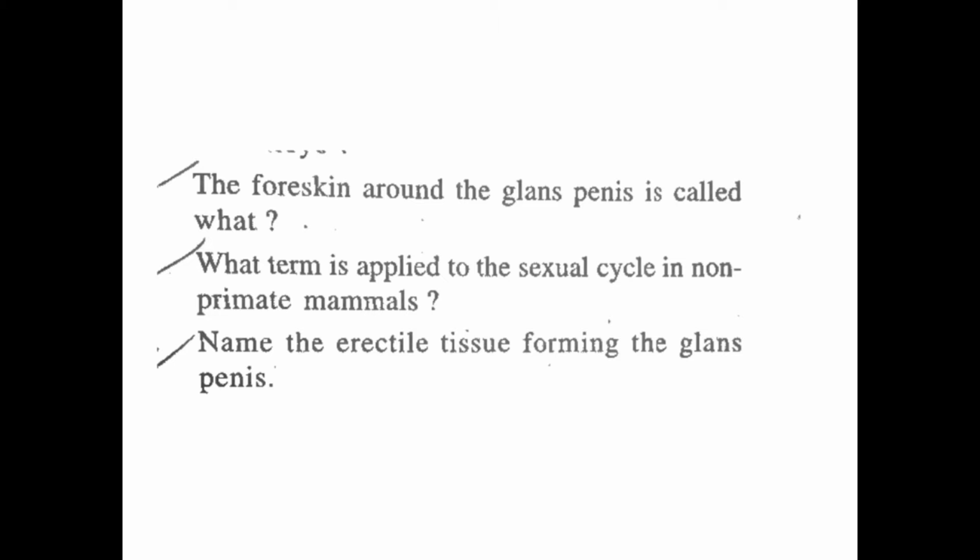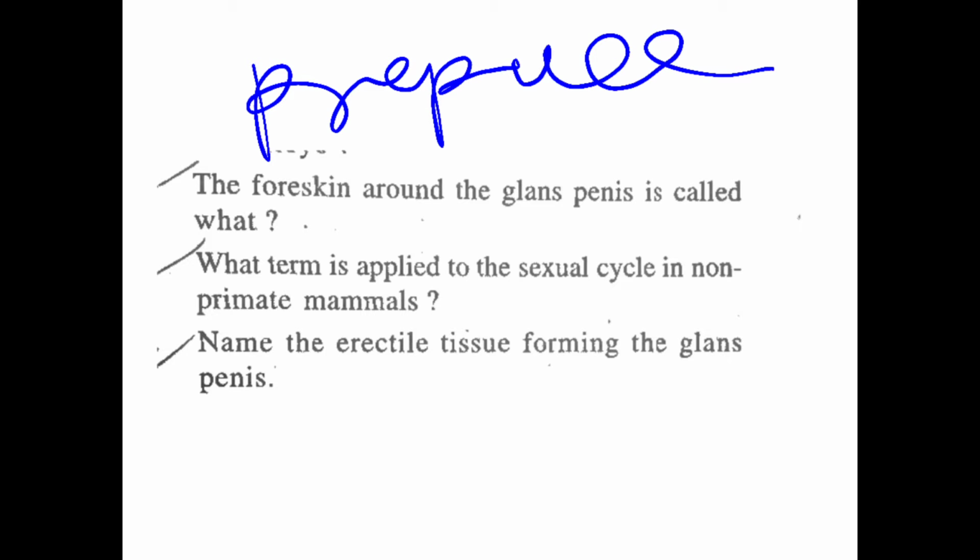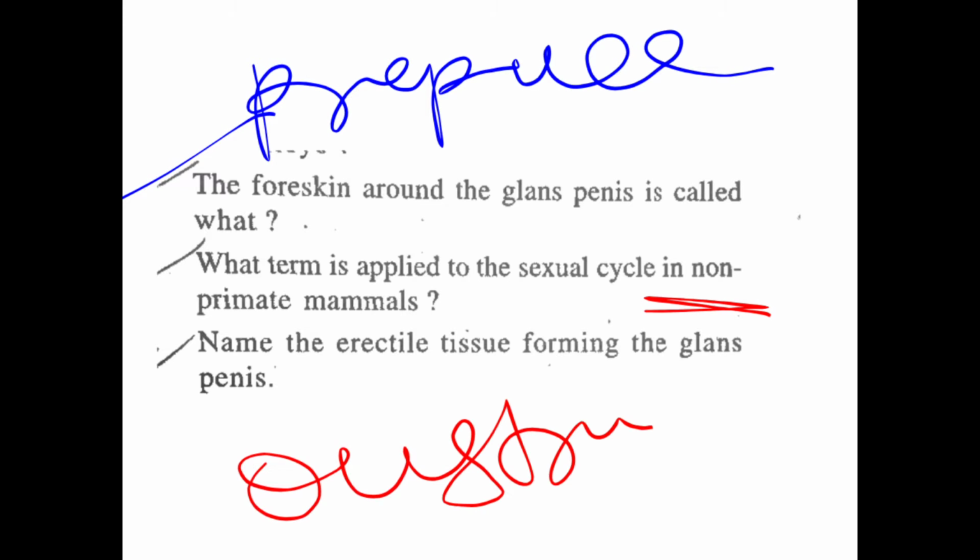Next. The foreskin around the glans penis, what is that? That is prepuce, P-R-E-P-U-C-E. Okay. Then, what term is applied to the sexual cycle in non-primate mammals? The term applied for the sexual cycle in non-primates is oestrus cycle, O-E-S-T-R-U-S.